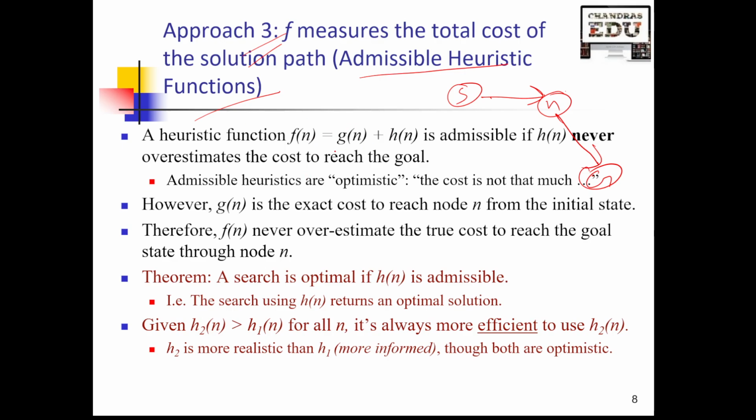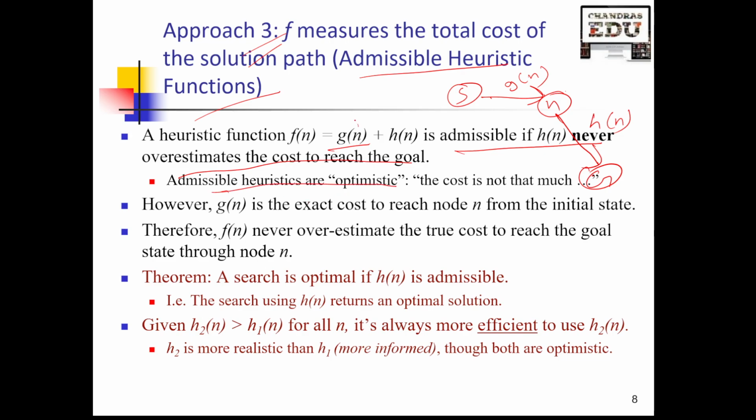So when we take this, g of n is nothing but this one, and h of n is nothing but this one. A heuristic is admissible if h of n never overestimates the cost to reach the goal. If we know this distance, sometimes there may be a chance that h of n overestimates, and in that case we can't get the optimistic solution. So here you can find admissible heuristics are optimistic.